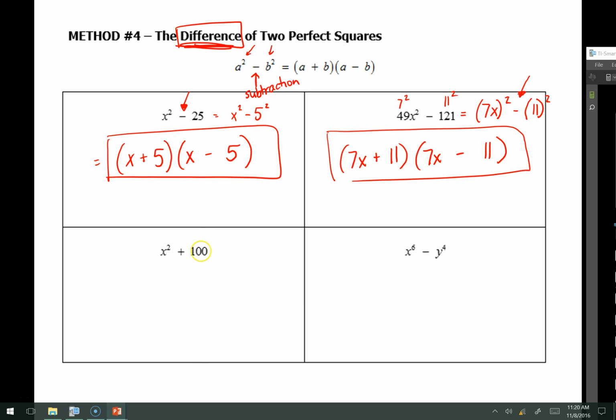You have 100, which is a perfect square. It's 10 squared. But what do you see in the center of these? Do you see this plus sign? That means you cannot use this method. It is not a difference of two perfect squares.